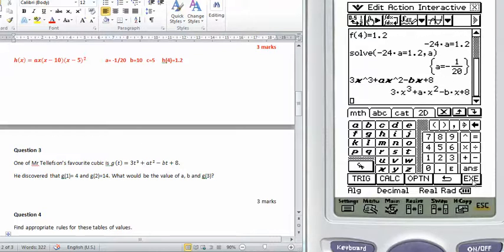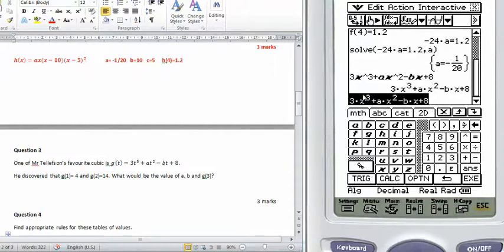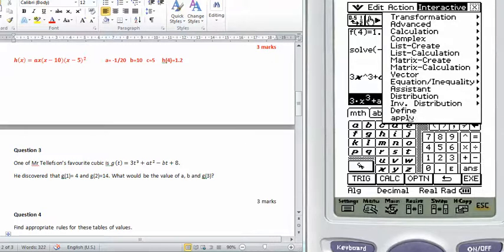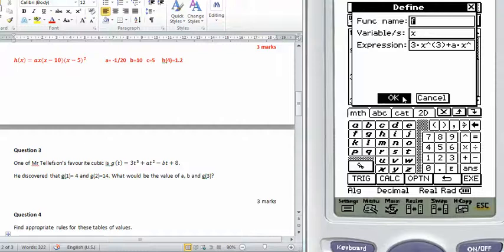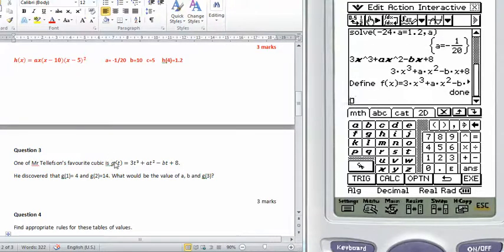And I'll just press X here to make sure all my letters were good, and the multiplications became dots, and I like all that, so I'm going to lift that, put that into a new line, select it, interactive define, and I'll just let it call it f. Even though the question calls it g, I'll call it f of x.